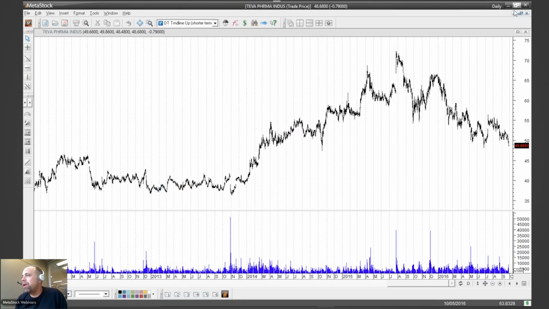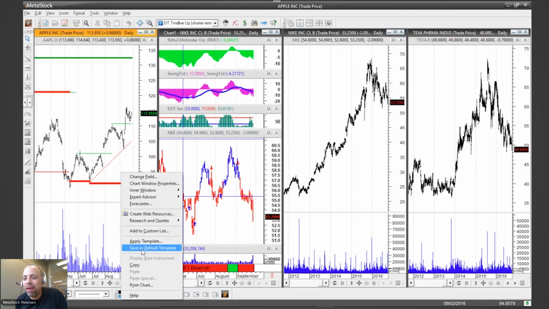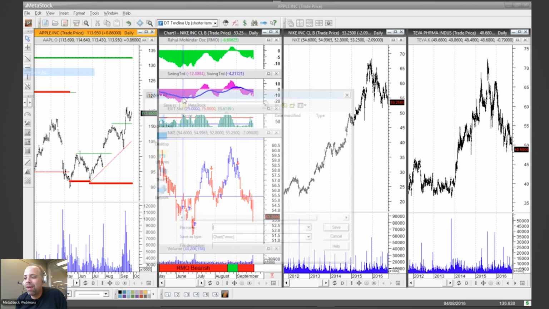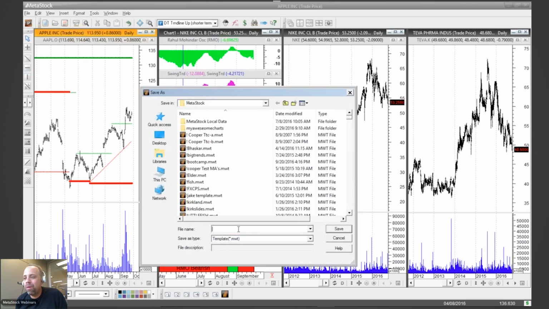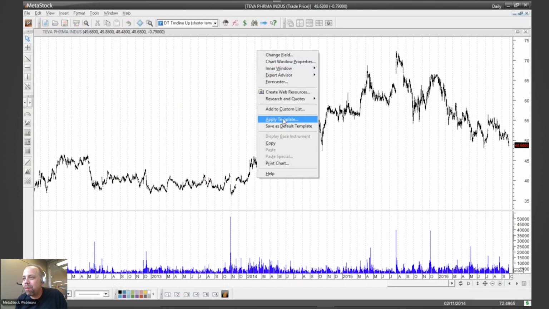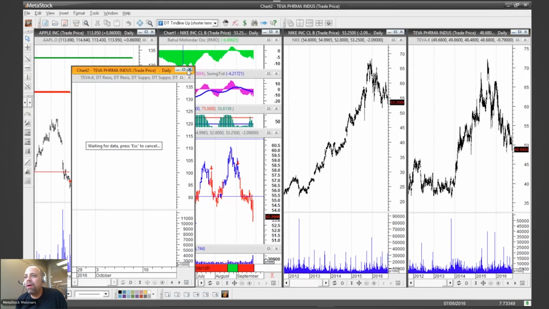Oh, forget it. What I'm going to do is go to the other chart that I've got and save that as a template. To do that, just in case you don't know, I go to File, Save As, Template right here, and we'll call it pound DT. Okay, go ahead and save that. Now I'll go back to Teva, right click, and apply the template that I just saved. Click on apply. Okay, here it is.